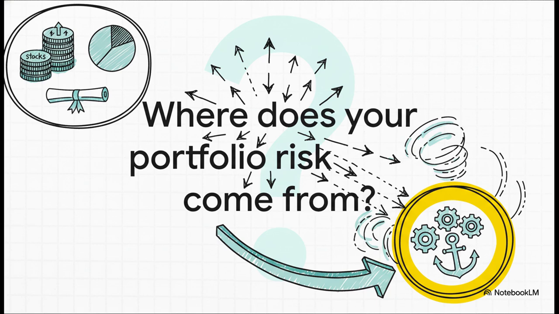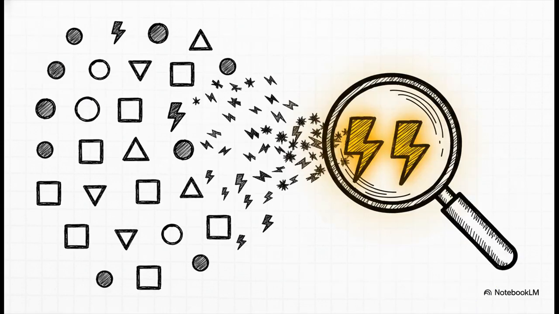You've bought a bunch of different stocks, maybe some bonds, you've diversified. But here's the real question. When the market makes a big move, do all your assets kind of move together anyway? Where is your risk actually hiding? Well, the answer is often a huge surprise. Your risk isn't nicely spread out across all your investments. Nope. Instead, it's usually concentrated in just one or two really powerful underlying factors that are hiding in plain sight.